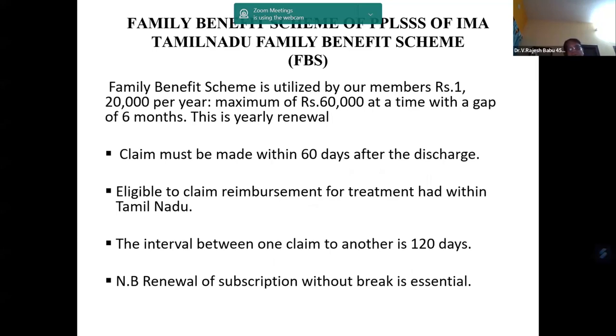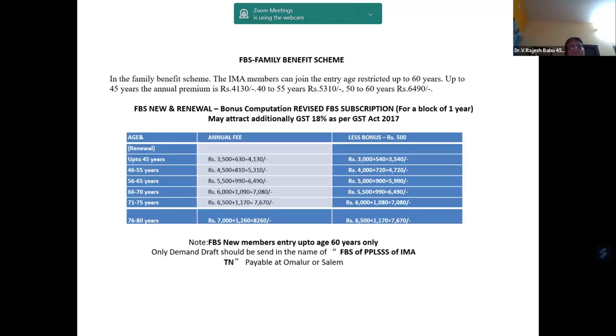The interval between one claim to another is 120 days. And renewal of subscription without a break is essential. This is an example of how much we need to pay. Up to 45 years, we need to pay 4,130, and 46 to 55 years, 5,310. Up to 65 years, it is 6,400. Like that, it is going on.